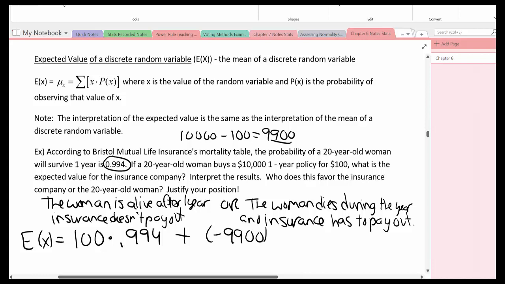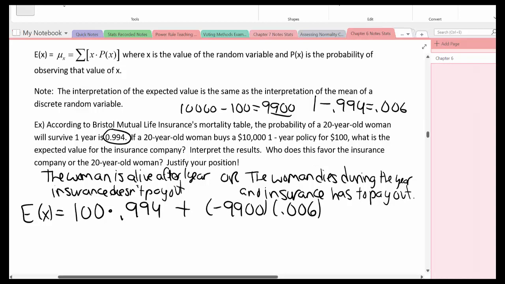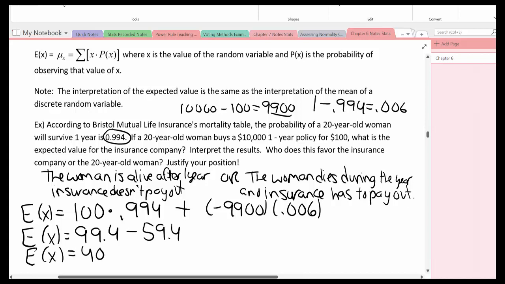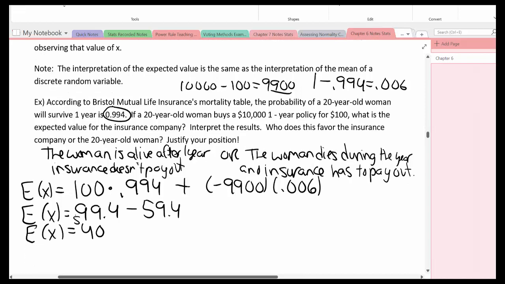Now, what is the probability that the woman is going to pass? Well, that's going to be 1 minus the probability that the woman is still alive. That's going to be 0.006. Okay, so multiply. And multiply. Subtracting here, the expected value is $40.